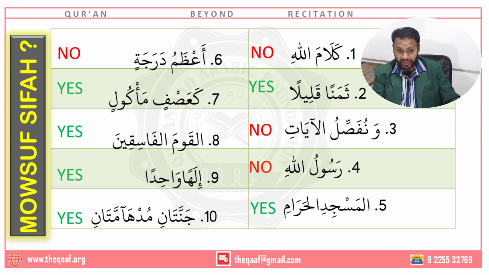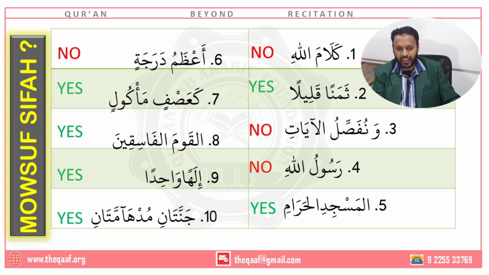Number 7. Alam tara kayfa... ka'asfim ma'qulin. Yes, status matches, number matches, singular. So this is mawsuf sifa. Ka'asfim ma'qulin means like eaten straw. Not just straw, but eaten straw. Yes. Okay, what about 8?